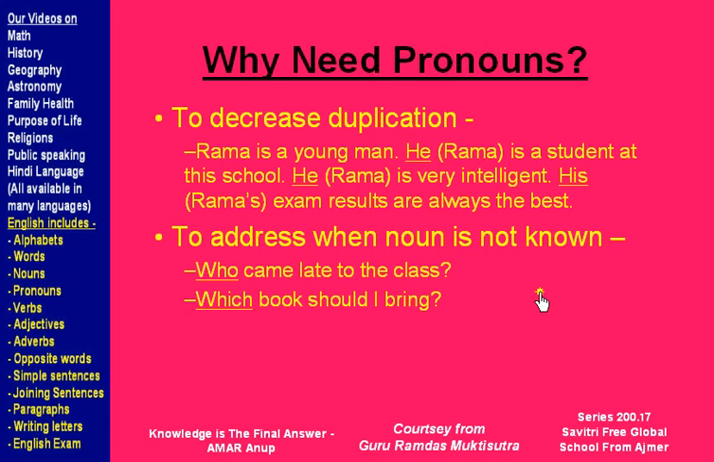Another example, which book should I bring? So I am going to the library, there are millions of books there. The word book is a noun, so I am not sure which book you are talking about. Out of those millions of books, I don't know if you want a book on grammar or a book on poetry, so I am asking which book should I bring, and so the word which is replacing a noun that I am not sure about, and that is how the pronouns are used when the noun is not known.